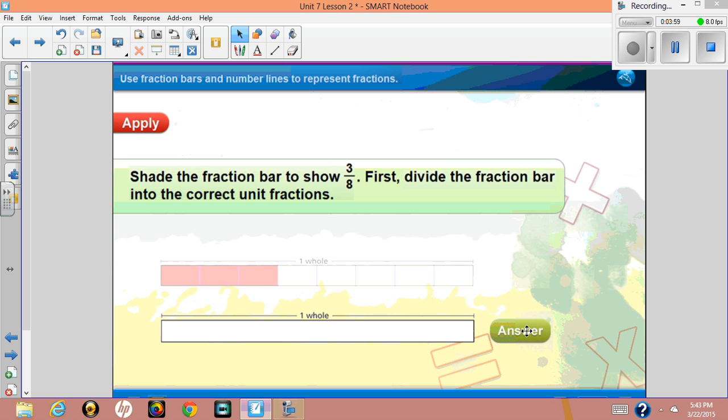So let me show you. Here is the whole separated into 8 equal parts, and then we have shaded 3 of those 8, representing 3/8. See how equal parts are divided.